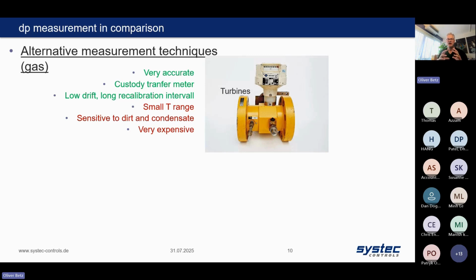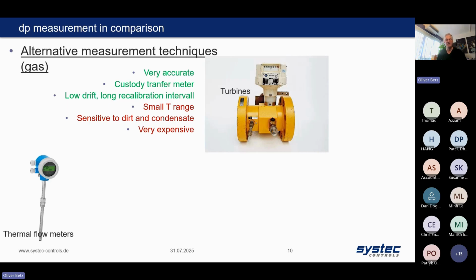There are some turbines which are less expensive, so-called quantometers. They might be half of the price. They are in the range of 1%, but anyway, expensive flow meter. And if you need mass flow, you still need temperature and pressure compensation. So typically they are used on natural gas pipelines in the hydrocarbon industry.